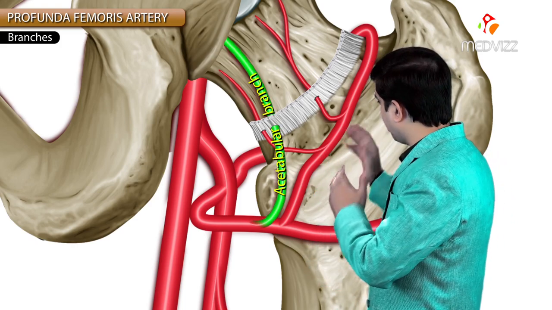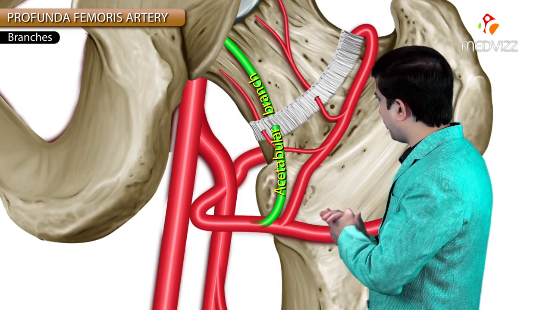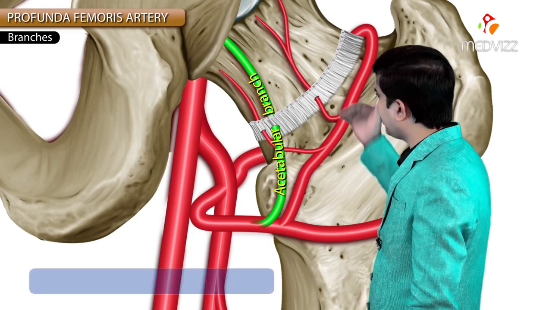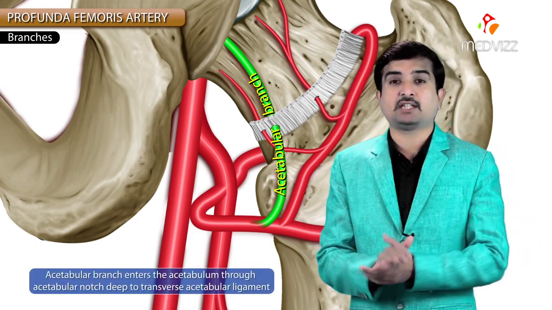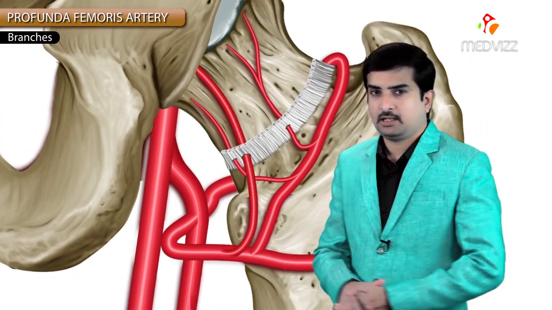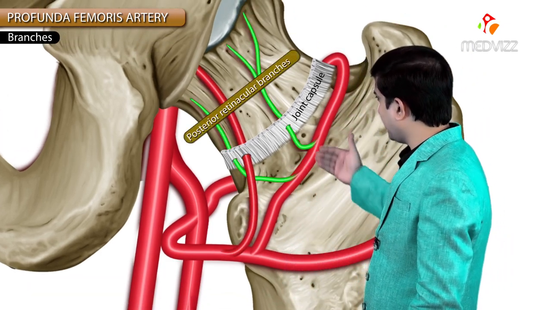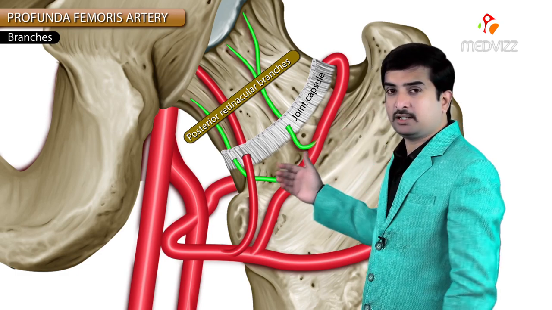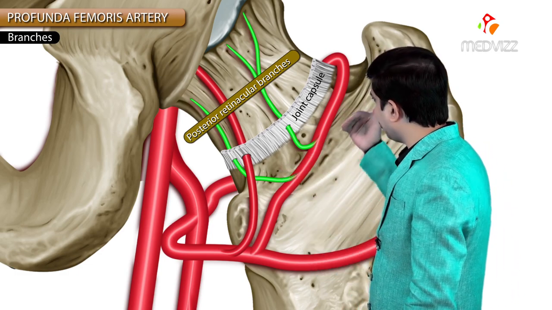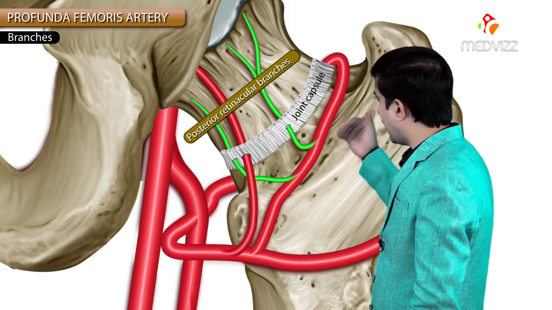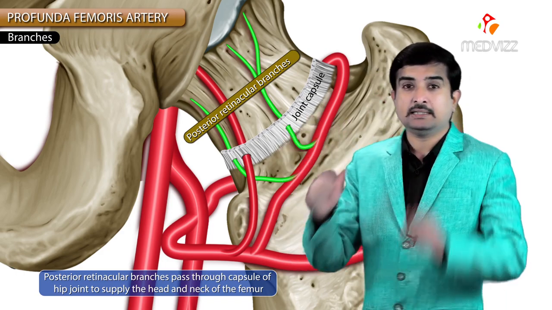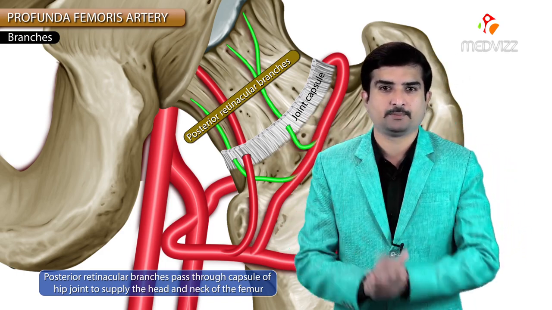This acetabular branch of the medial circumflex femoral artery arises before the terminal branches and enters the acetabulum through the acetabular notch deep to the transverse acetabular ligament. And the posterior retinacular branches are extremely important, and these are called end arteries. The posterior retinacular branches of the medial circumflex femoral artery pass through the capsule of the hip joint and supply the head as well as neck of the femur.